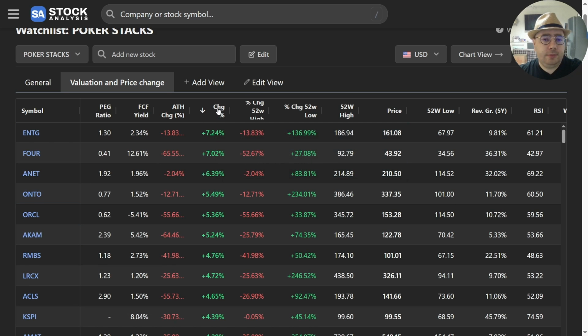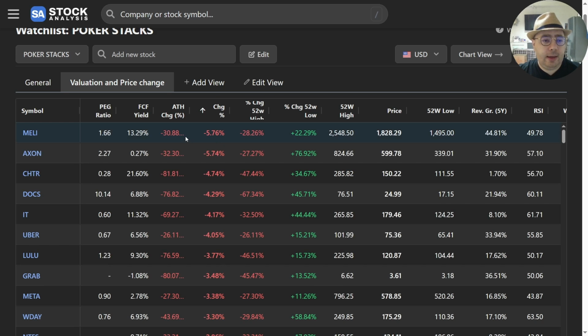But this is price change in a day. And let's see, Mercado Libre is down 6% today, down 30% from the all-time high, and from the 52-week high it's down 28%. And the difference from the 52-week low is 22%. Would it be a good entry right now? I wouldn't say so. It was at 1,500. It was really nice.